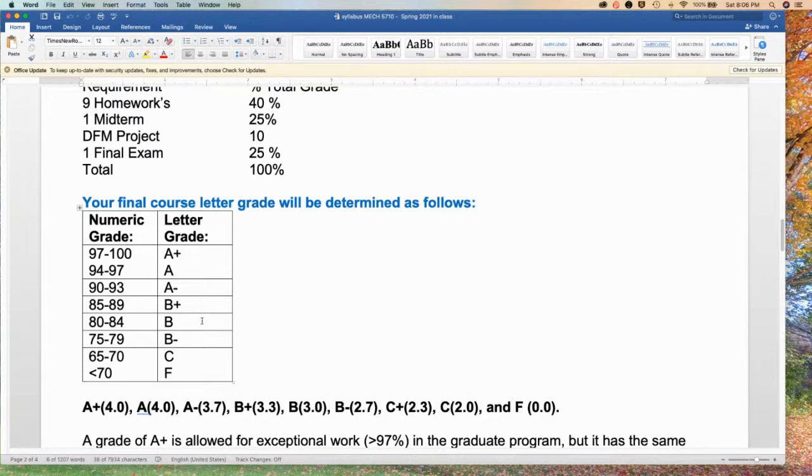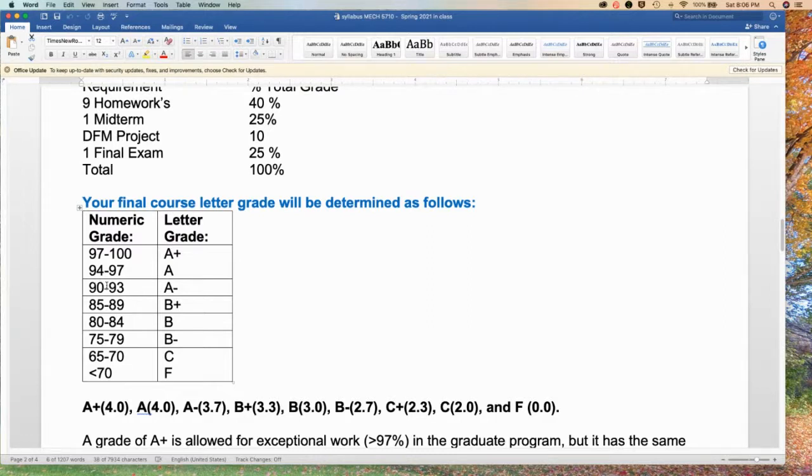I'm not going to necessarily use those ranges. I might open them up depending how the class does. I might make an A- go from, because I'm going to have the A go from maybe 93 to 100. So maybe this one would be 89. I don't know. I can't guarantee it.